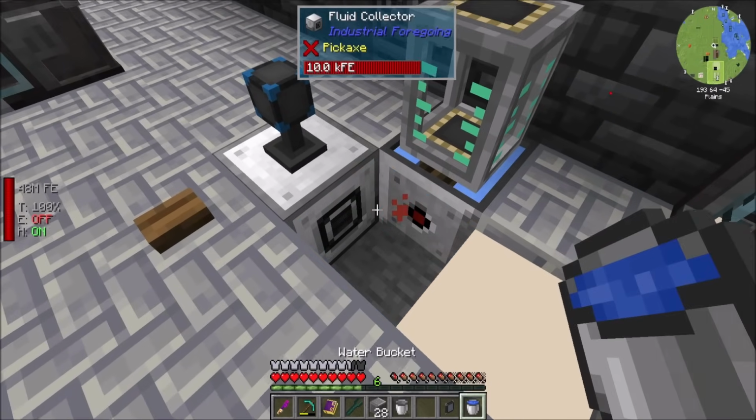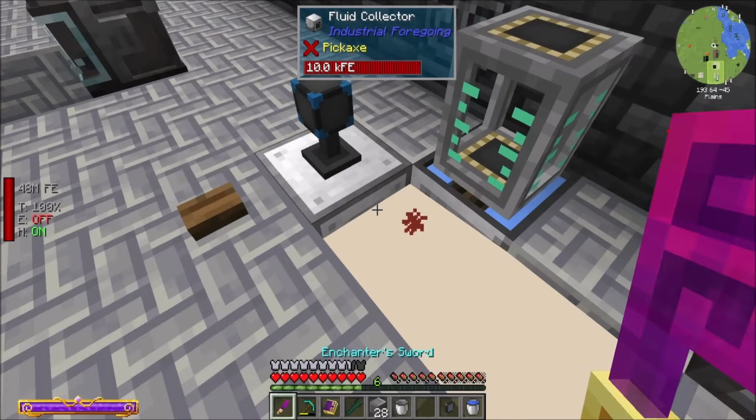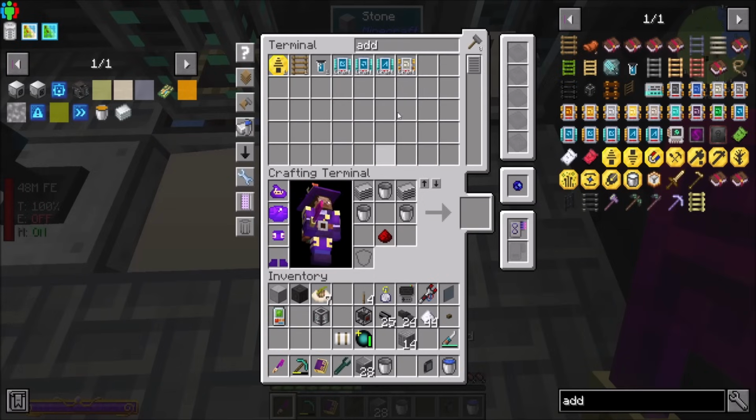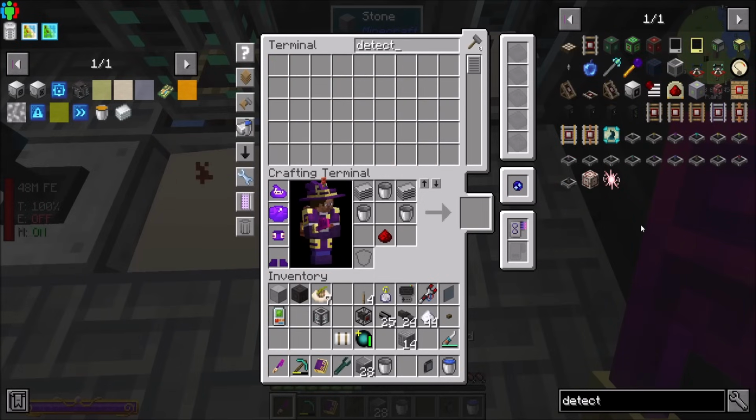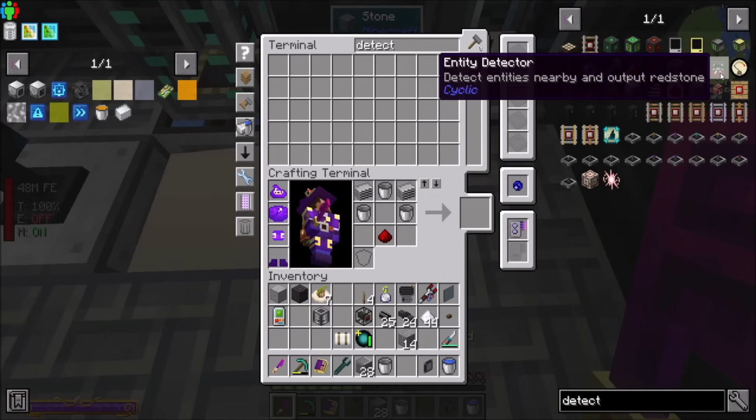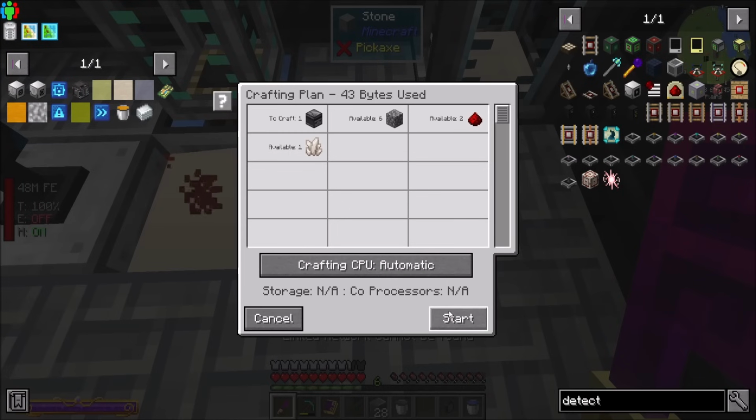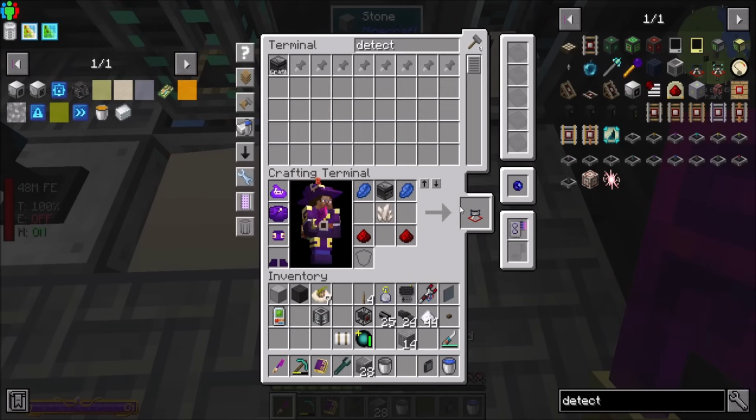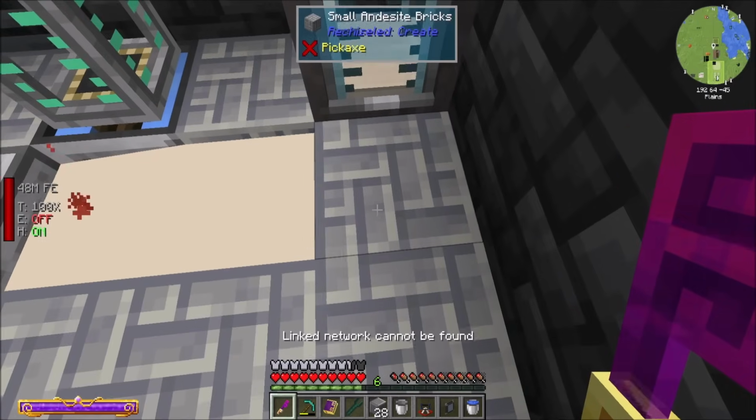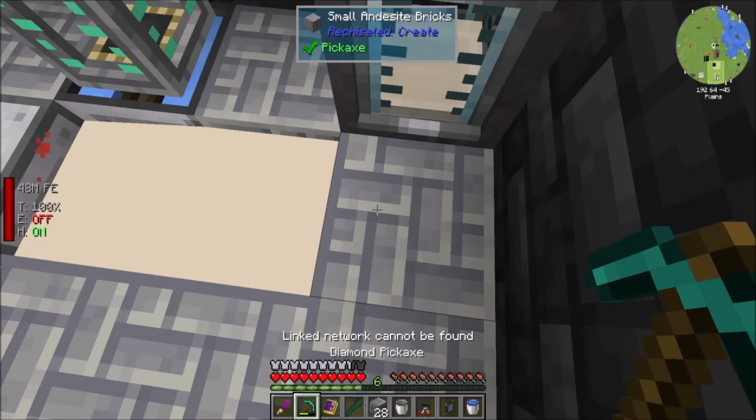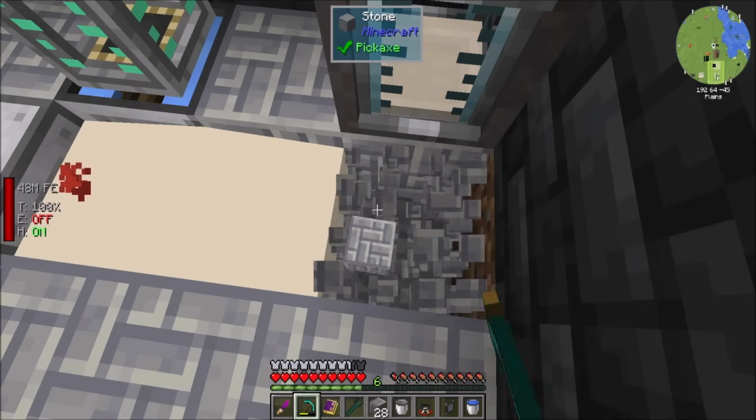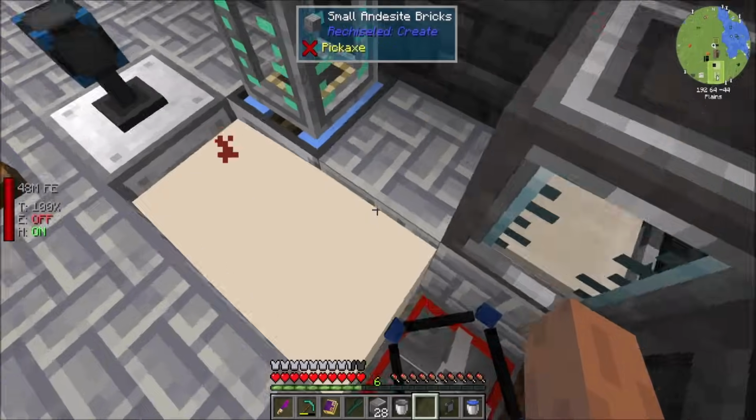Step 2 is I really don't want him to pick up the yeast culture until there's a piece of sugar sitting here. So we're going to need some kind of detector for sugar. Now there's item detectors and entity detectors. Detect items nearby and output redstone. Hey, that's exactly what I want. Cool. Let's try it. I know we've played with the entity detector. Now, I want to make sure that this detects items and it works, like, can be filtered and whatnot. But let's see.